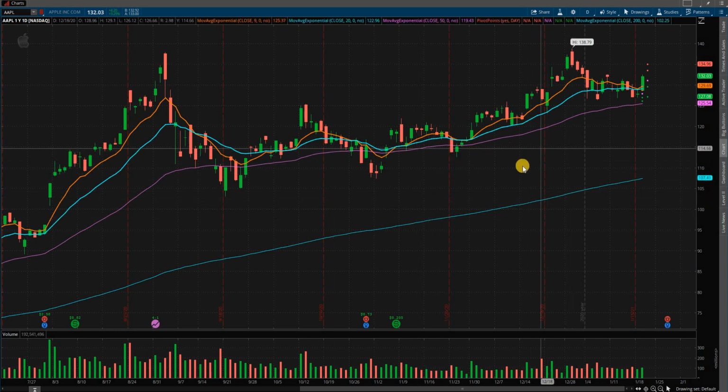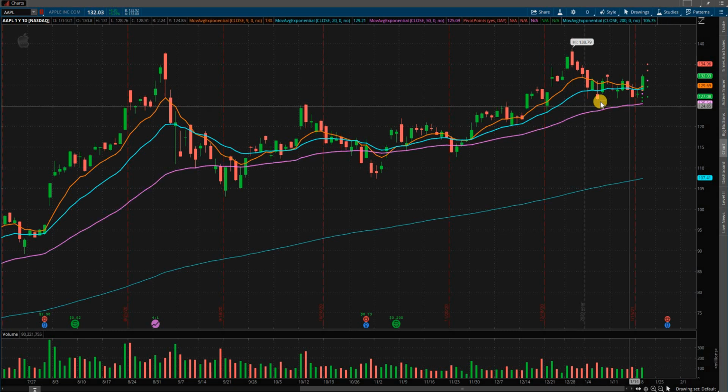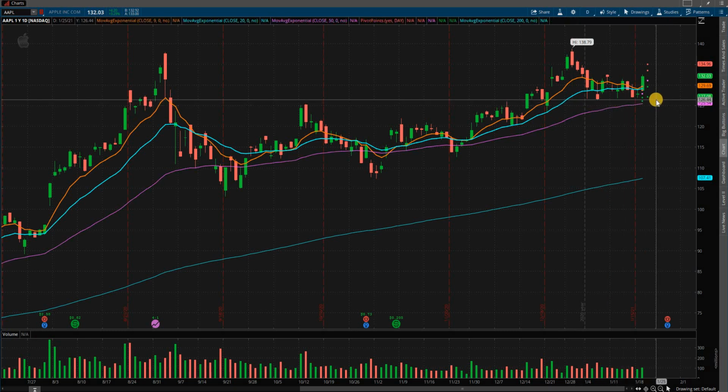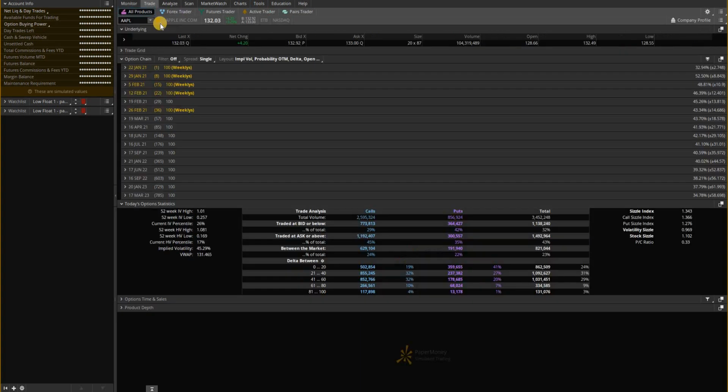As you can see here, we have Apple pulled up. For this example, I'm going to sell a put option right here at around the 126 level because it seems like Apple keeps bouncing off of this price point. So once I have that strike price established, the 126, I can then go over to the trade tab.